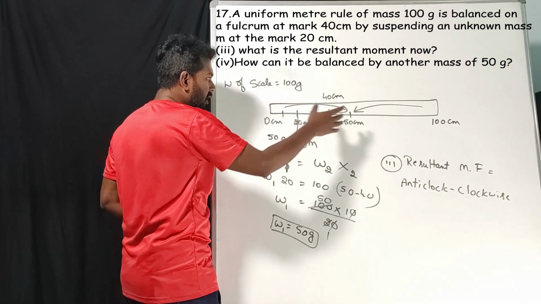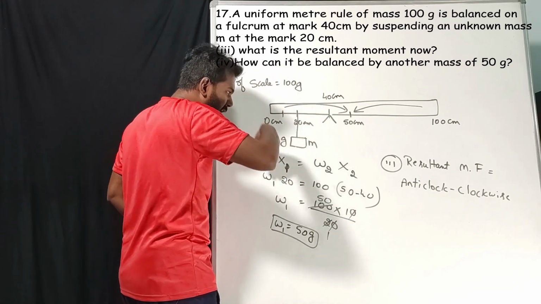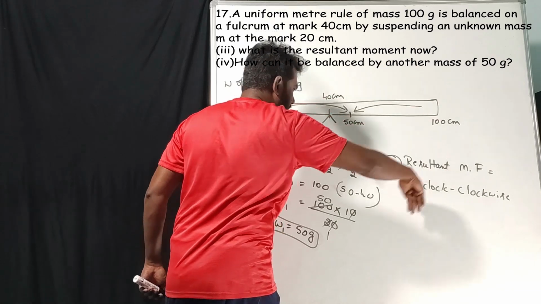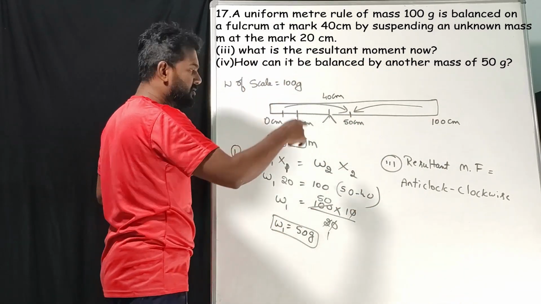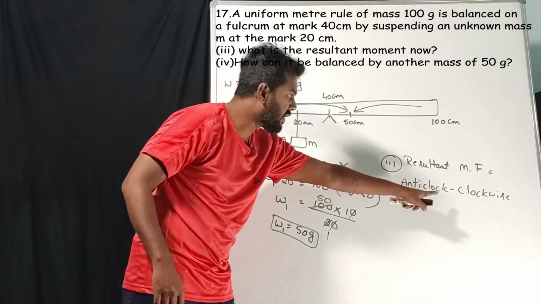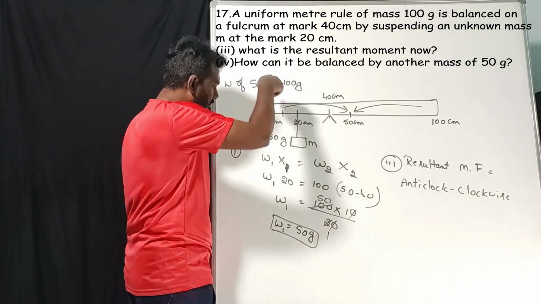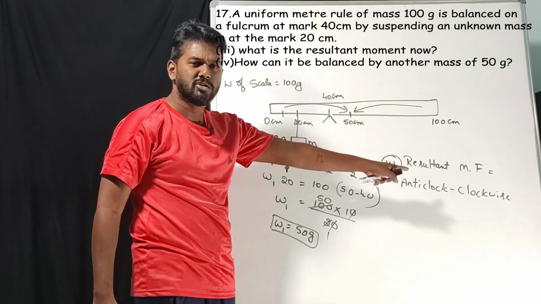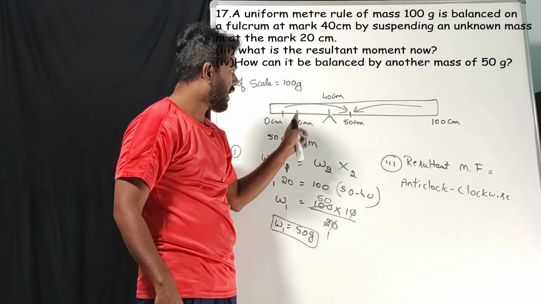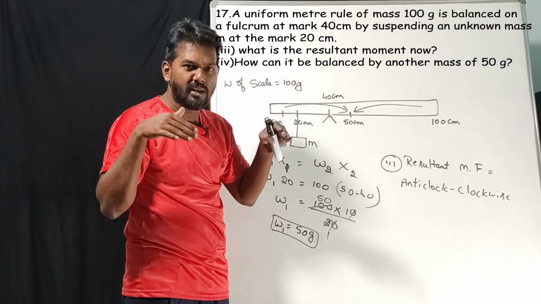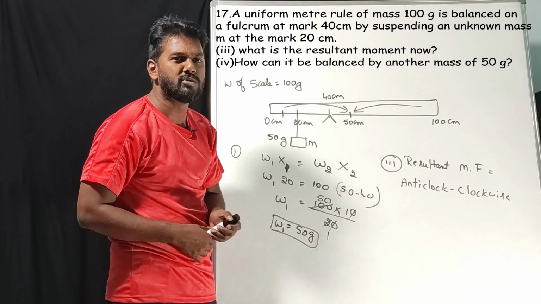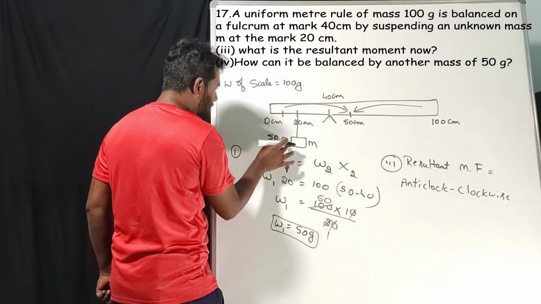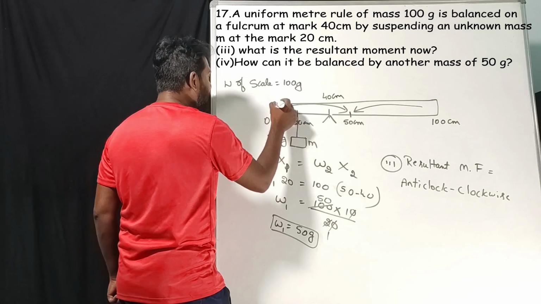If this roll is going to rotate in this direction, that is anti-clockwise, and this one is going to rotate in this direction, that is clockwise, both are in opposite directions. That is why we are using the negative symbol. If this is going anti-clockwise and that is also going anti-clockwise, then we have to use plus. There is no chance of both sides going in the same direction, that is why we have to use the negative symbol.